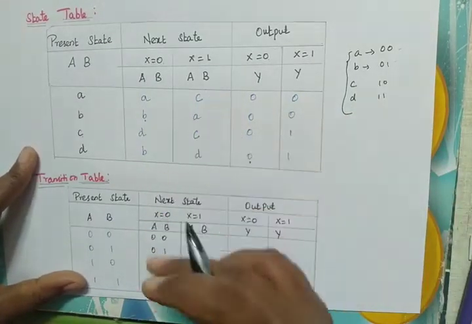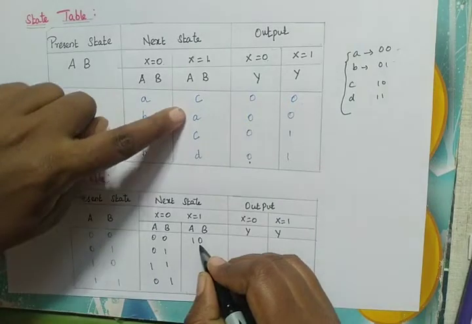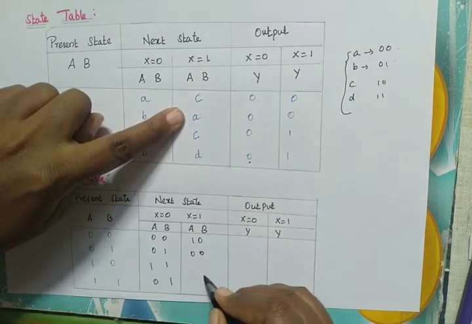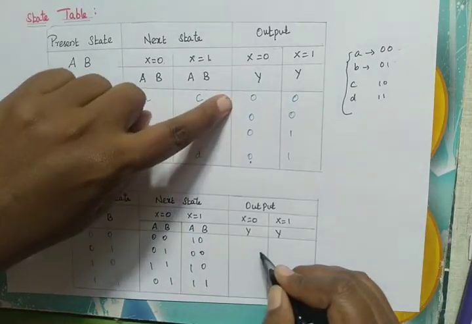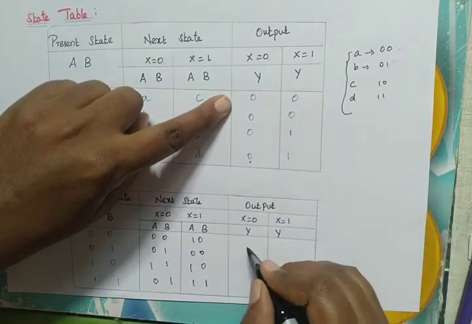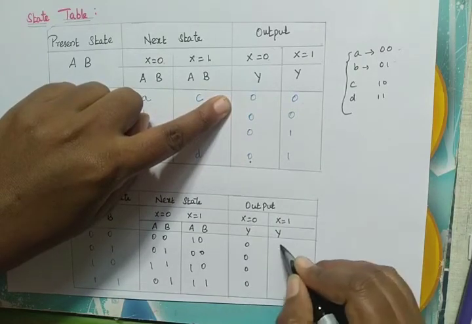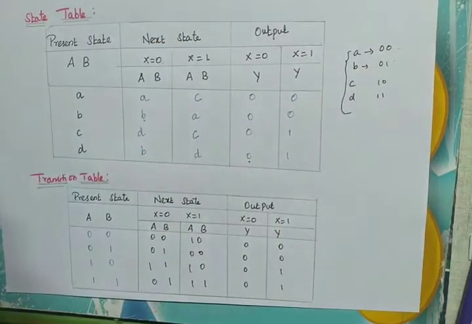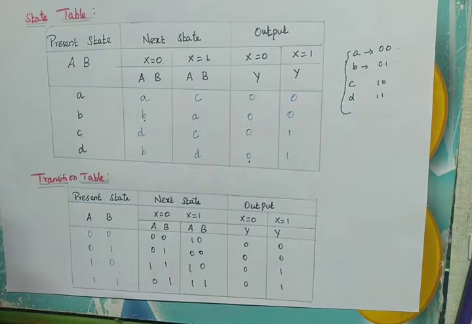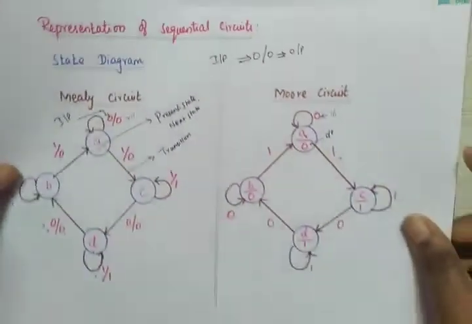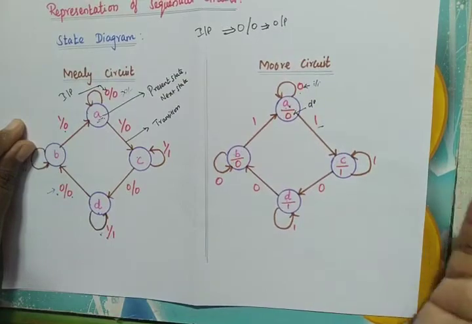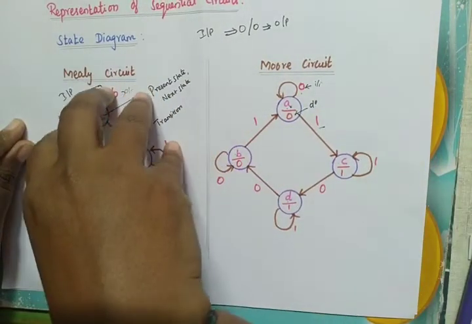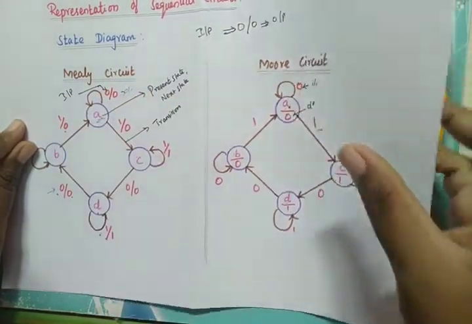So what is C here? C is 1, 0, and here we have A. A is 0, 0. C is 1, 0, and D is 1, 1. Output, here we have the same output, so we write 0, 0, 0, 0, 0, 0, 1, 1. So this is how we have to assign the inputs and outputs for the state diagram, and this is how we have to represent the sequential circuits. By using this, we are going to solve the problems in the upcoming videos.